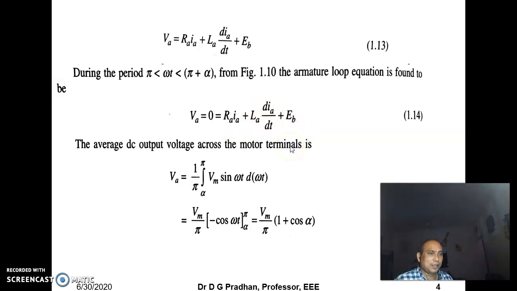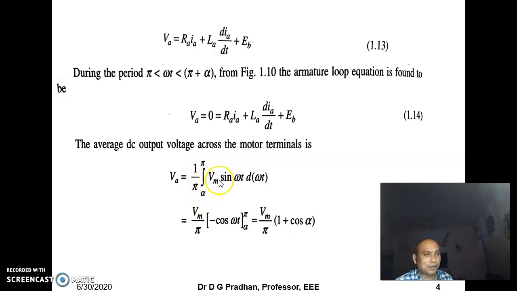Next we can find the average value of the output voltage across the motor terminal. This is not VA, this is VO. VO is the average value, and you know that average value equals area divided by base.